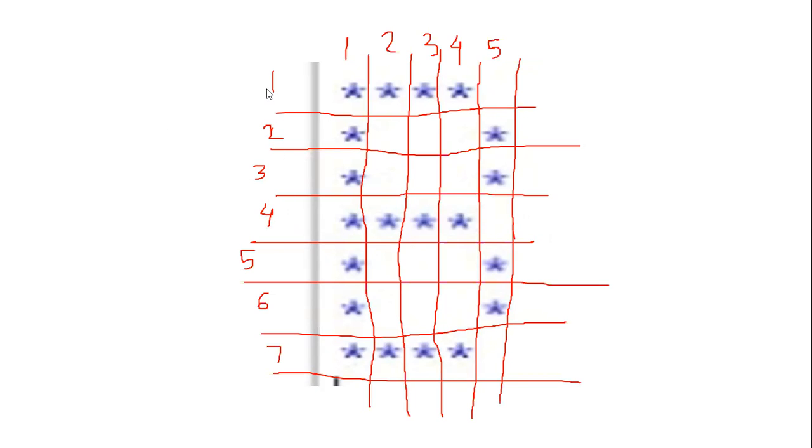rows and columns. So let us number the rows as 1 to 7 and let us number columns from 1 to 5. So this is first row, this is second row, this is third row, and so on. And this is first column, this is second column, and this is third column, and so on. So first we should write the code for rows as well as columns.